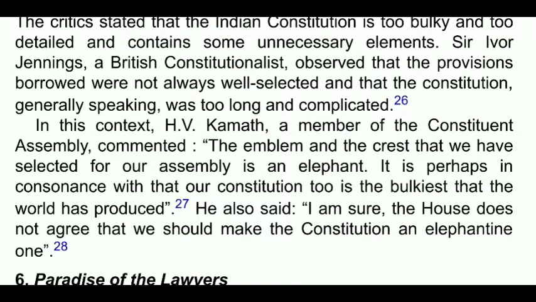In this context, H.V. Kamath, a member of the Constituent Assembly, commented, "The emblem and the crest that we have selected for our assembly is an elephant. It is perhaps in consonance with that our constitution too is the bulkiest that the world has produced." He also said, "I am sure the House does not agree that we should make the constitution an elephantine one."